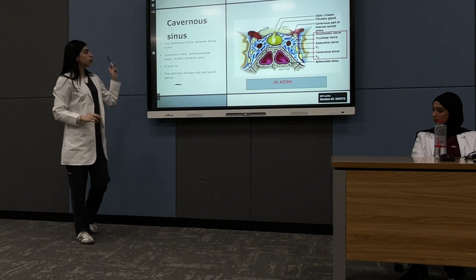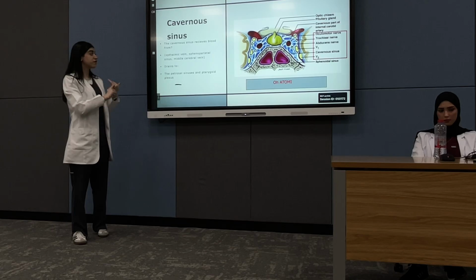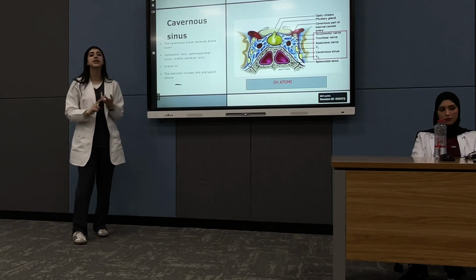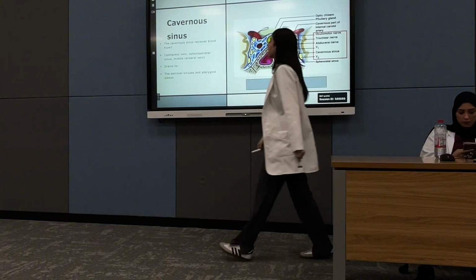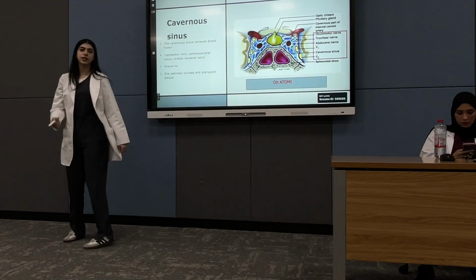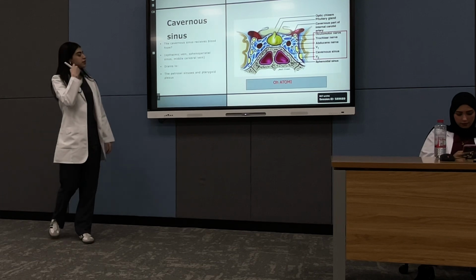Okay? So, the cavernous sinus receives blood from which veins? The ophthalmic vein, the sphenoparietal sinus, and the middle cerebral vein. The cavernous sinus is going to drain to the petrosal sinuses and the pterygoid plexus. Okay, next.